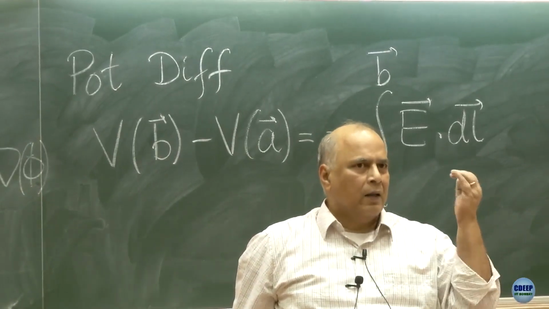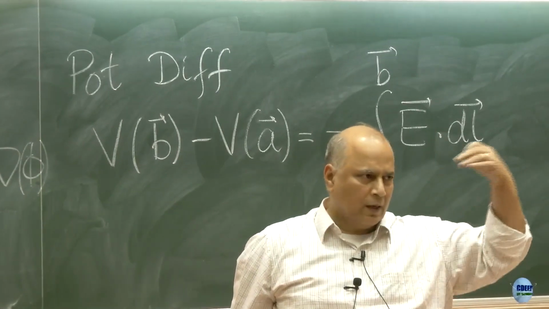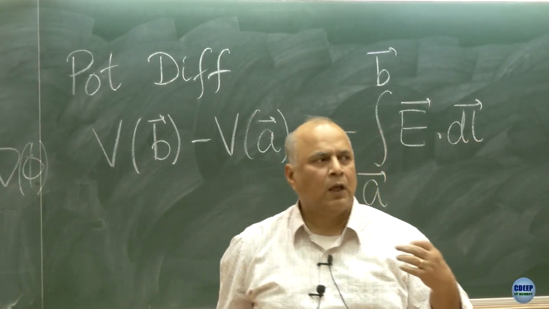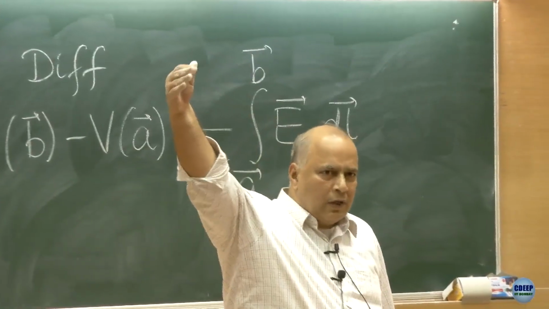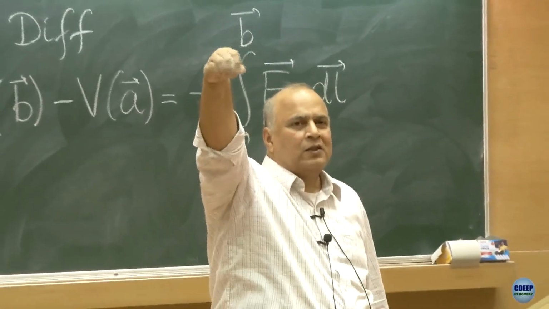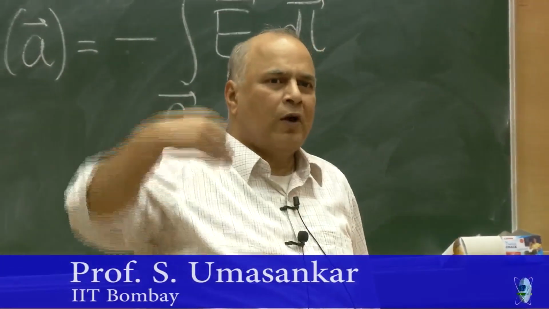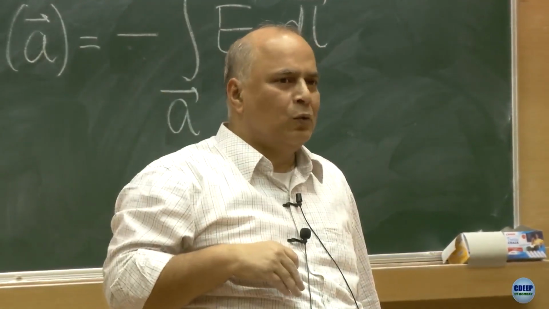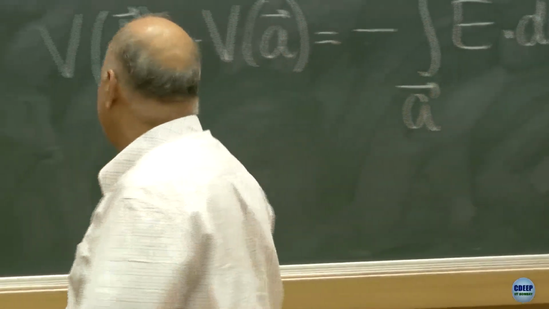We say that a charge, and in this case we actually consider a unit positive test charge, moves from a region of high potential. If I put a unit positive test charge somewhere and then leave it, it naturally moves from a region of high potential to a region of low potential. So it is based on that this definition is given.